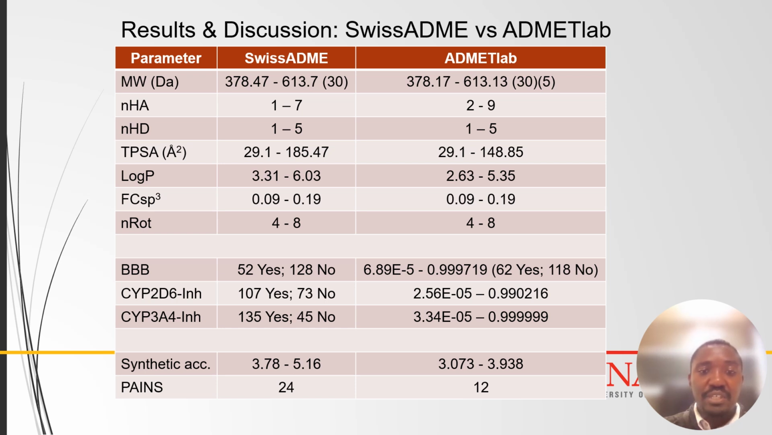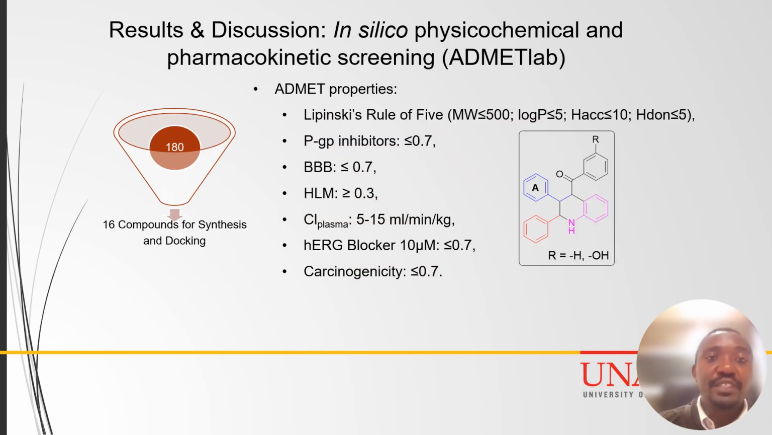And then the last aspect is that for the PAINS, for the Swiss, there were 24 PAINS that were flagged. For the ADMET lab, there were only 12 PAINS that were flagged. In simpler terms, PAINS are basically pan assay interference compounds, which are able to give false positives when you're doing in vitro or in vivo assays. So as much as possible, we want to get rid of these PAINS molecules from the start of the drug discovery and development project. So in terms of our filters that we applied in silico to limit the number of compounds that we are working with.